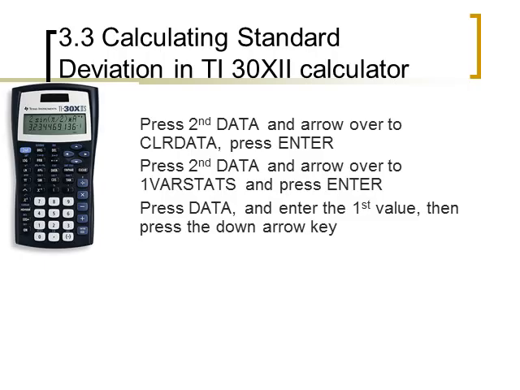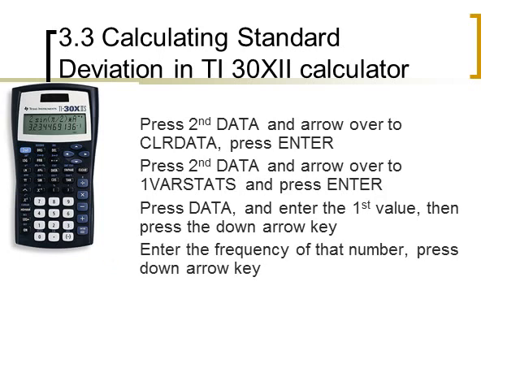So now we're ready to enter our numbers. So to do that, just press data. And it will come up and it will ask for x1. And so type in the first value. Don't press equals. You want to press the down arrow key. Now what you'll see next is it will say F, or frequency.